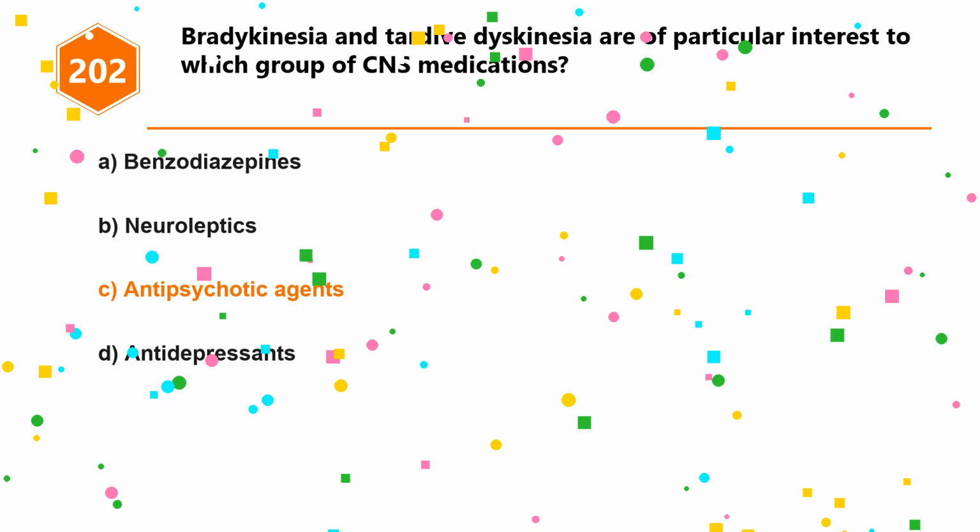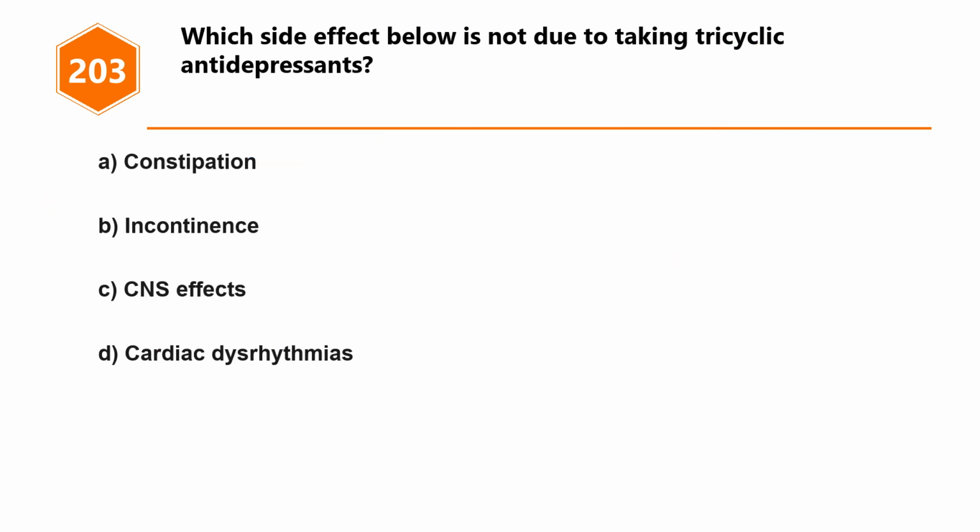The correct answer is option C, antipsychotic agents. Question 203. Which side effect below is not due to taking tricyclic antidepressants? Option A, constipation. Option B, incontinence. Option C, CNS effects. Option D, cardiac dysrhythmias.